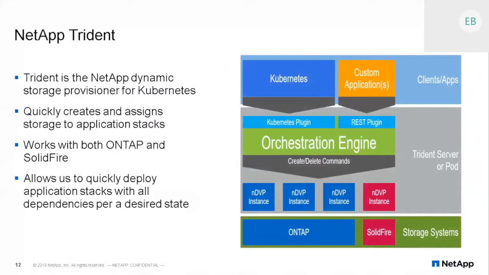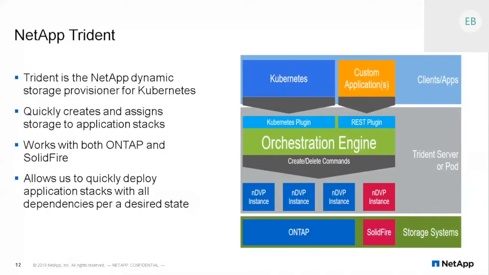Trident is to storage what Kubernetes is to compute. It allows us to bring storage resources to bear for application stacks quickly. So when our application team develops an application stack and puts that in a Kubernetes manifest to define the state that they need, I need X amount of CPU, X amount of RAM, and X amount of storage, right? They put all of this in one templated manifest.